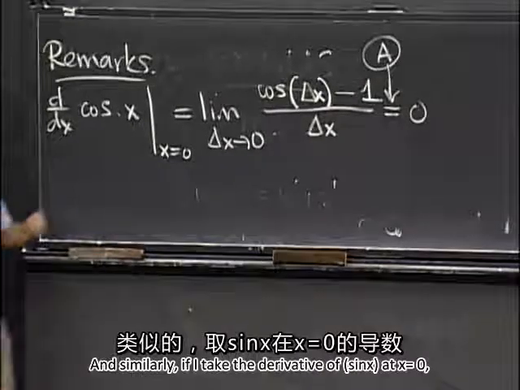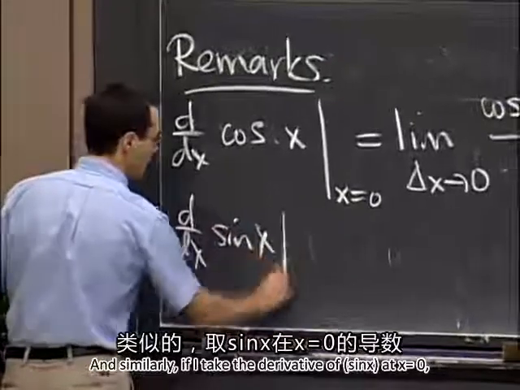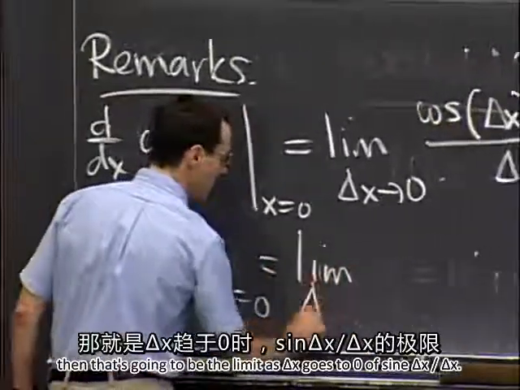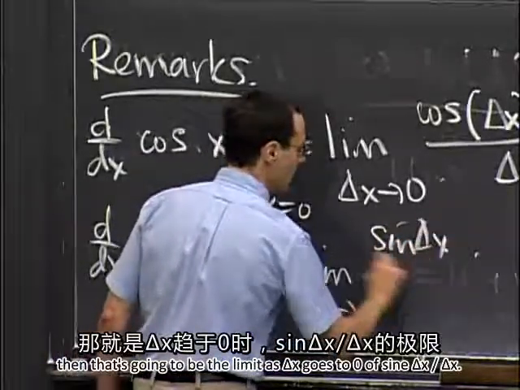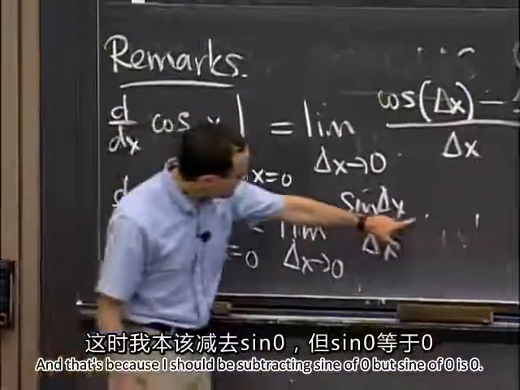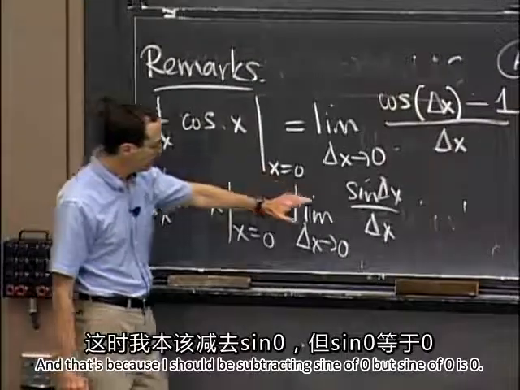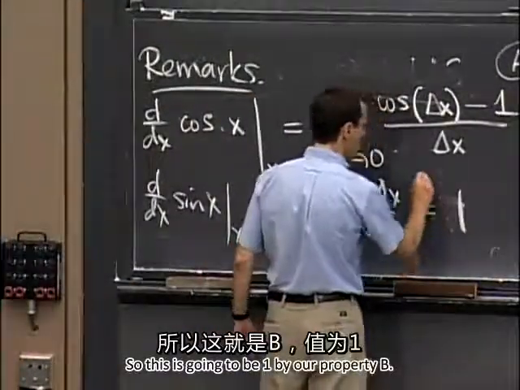And similarly, if I take the derivative of sine x at x equals 0, then that's going to be the limit as delta x goes to 0 of sine delta x over delta x. And that's because I should be subtracting sine of 0, but sine of 0 is 0. All right? So this is going to be 1 by our property b.